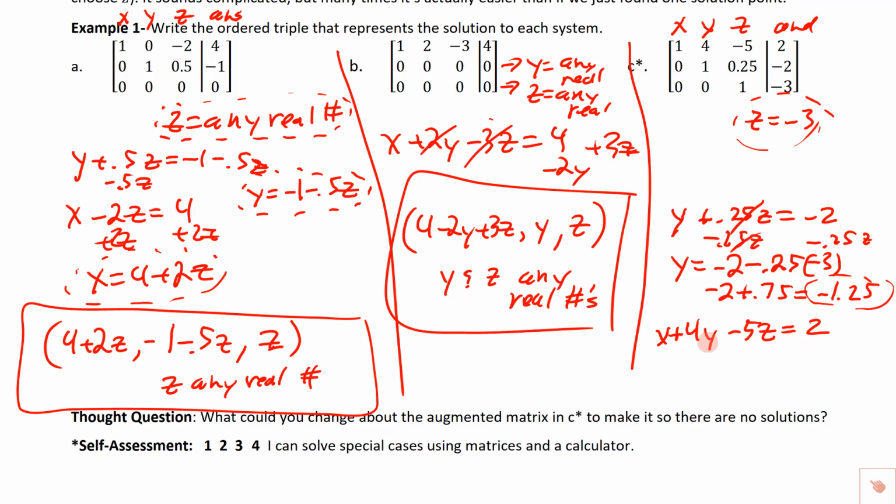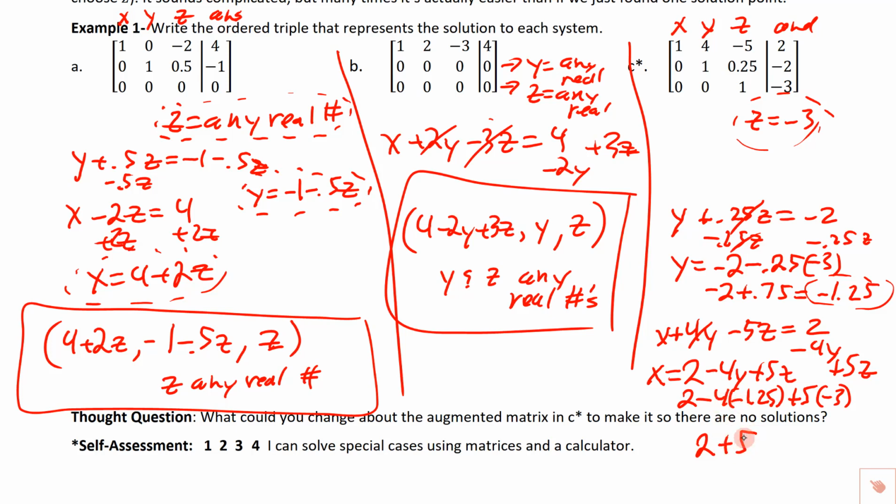So I'm going to move the 4y over, so subtract 4y. I'm going to move the 5z over, so that's going to be plus 5z. So I get x equals 2 minus 4y plus 5z. And let's plug in what we've got. So this is going to be 2 minus 4 times negative 1.25 plus 5 times z, and z is negative 3. So this is going to be 2. Negative times negative, that's going to be a plus 5, and that's going to be a negative 15. So we end up with x equals negative 8.